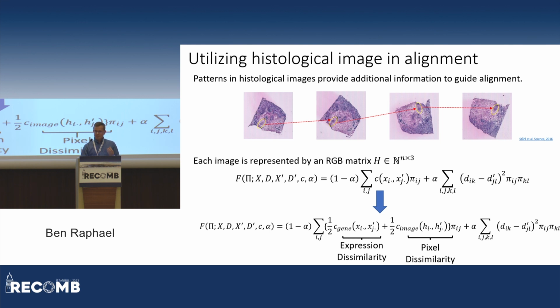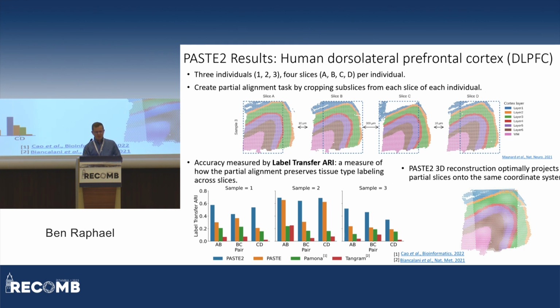All right, so how does it work? In order to test it, we first generated some partial alignments from true spatial transcriptomic slices. So this is data from the human dorsolateral prefrontal cortex. This was a data set where they had done spatial transcriptomics with 4 slices from 3 different patients.